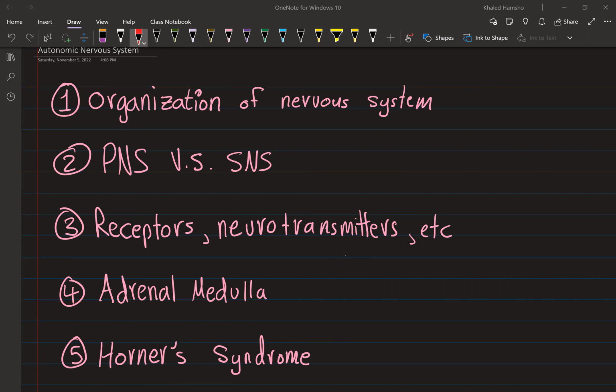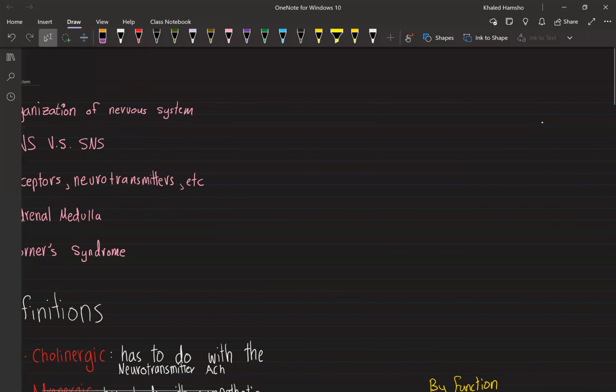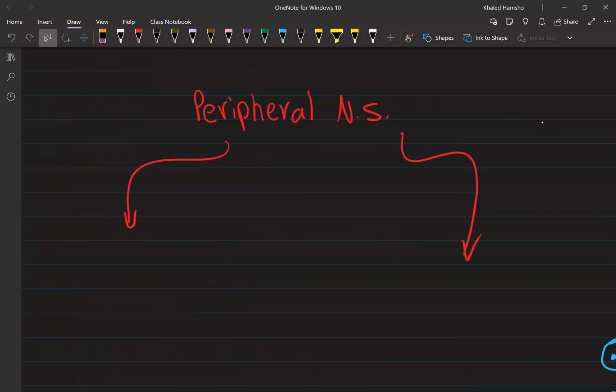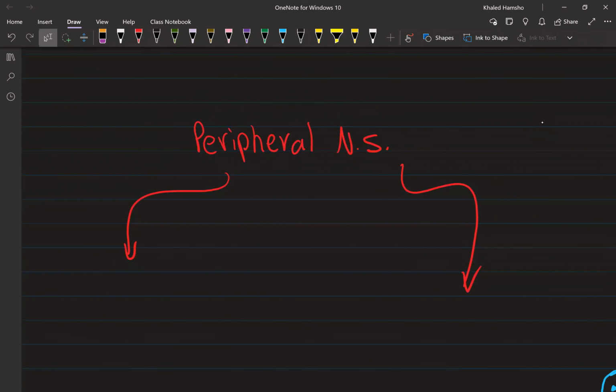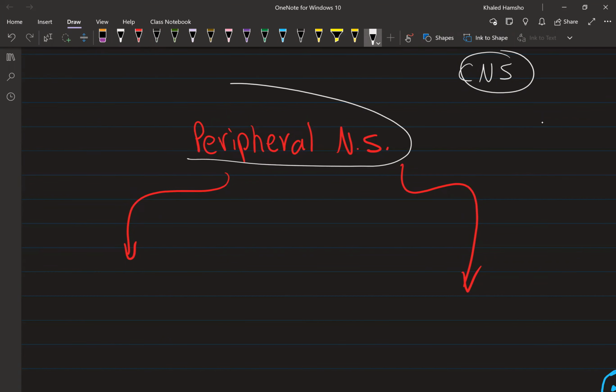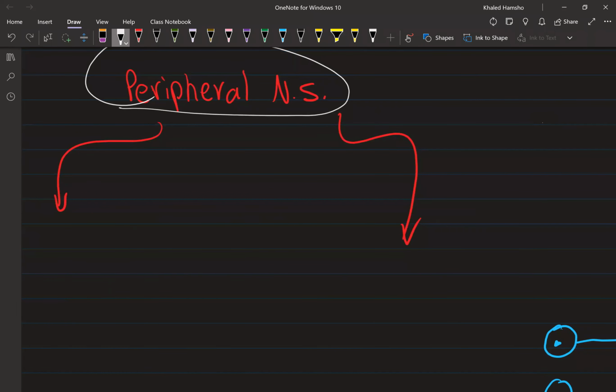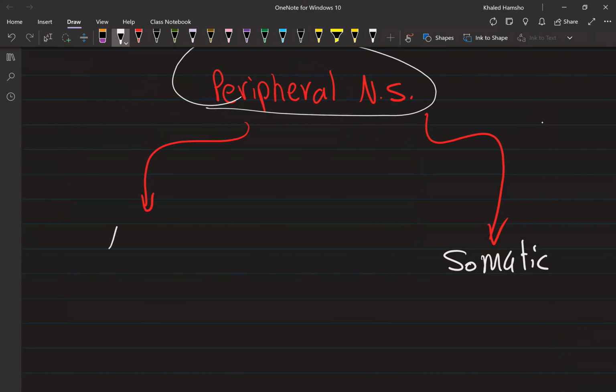So first off, let's start with the organization of the nervous system. As we know, the nervous system has a central portion, the CNS, but we're not dealing with this at the moment. We're dealing with the peripheral nervous system. Now, as you know, you've been taking MSK for quite some time now. The peripheral nervous system has the somatic division and the autonomic division.